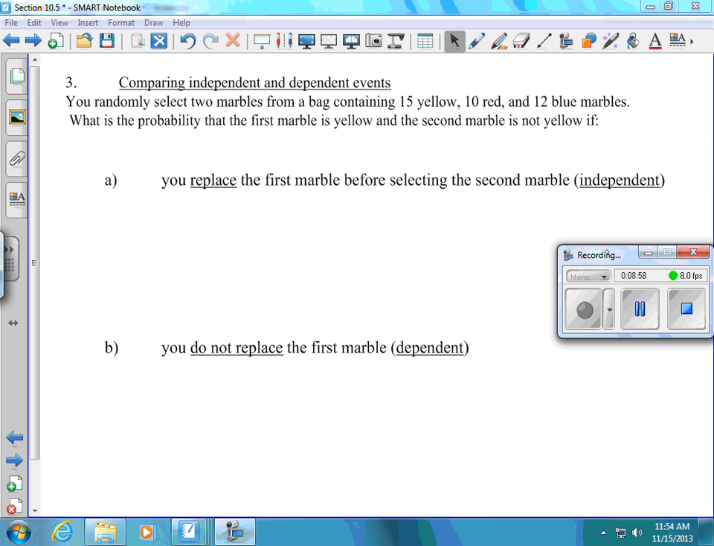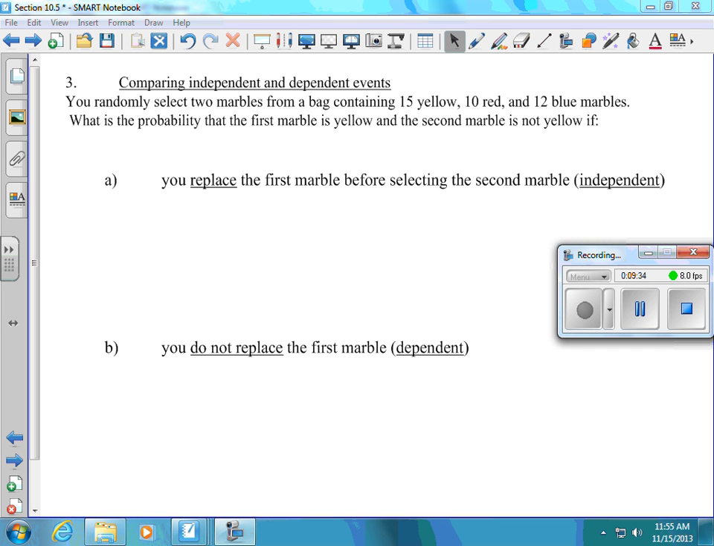So now we have to look at it and see how it differs. Sometimes they're very close, but there is going to be a difference if events are dependent or independent. So let's look. Randomly select 2 marbles from a bag containing 15 yellow, 10 red, and 12 blue marbles. What is the probability that the first marble is yellow and the second marble is not yellow if you replace the first marble before you select the second? That's independent if you do replacement. If you do not replace, or without replacement, that's dependent.